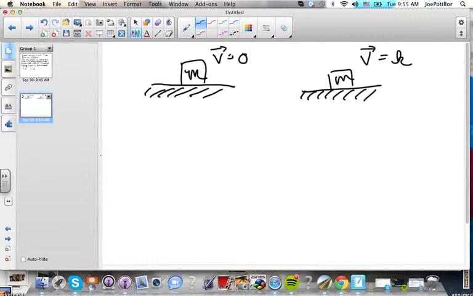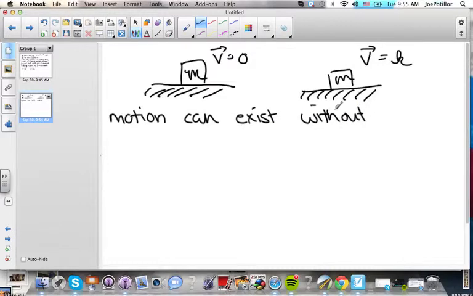And this is a very important thing. The first law allows us to have motion without a force. That is to say, motion can exist without a force, and that's what's happening in the second situation when velocity is constant.